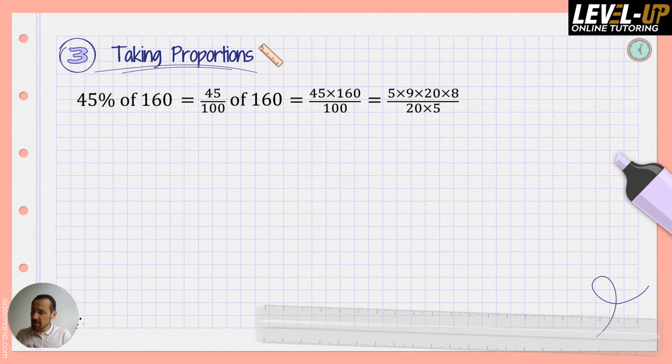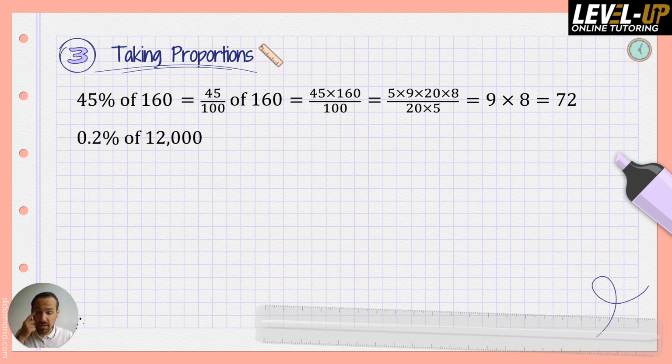What we want to do instead, like what we did in the prime numbers class, is try and break things down into their common factors and find common factors between the numerator and the denominator. Here, you see I've broken up the 45 into 5 times 9, the 160 into 20 times 8. And now we've got a common factor of 5 and 20 on the top and bottom, which we can cancel out. And we get 9 times 8, which is 72. Because you're doing 5 divided by 5, 20 divided by 20, they're just going to cancel out.